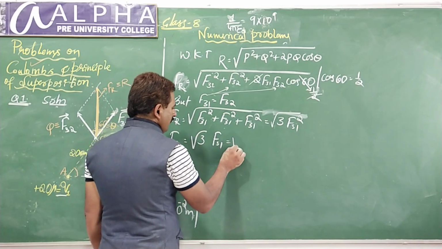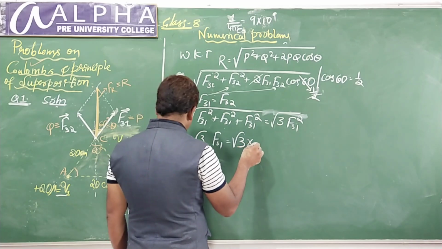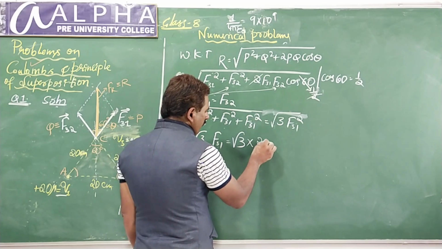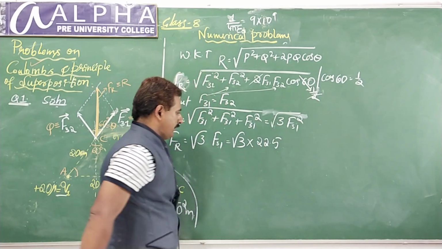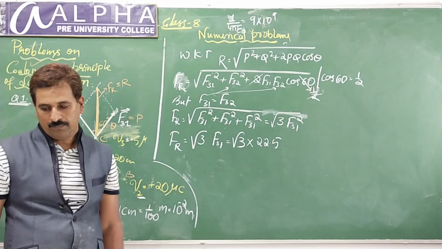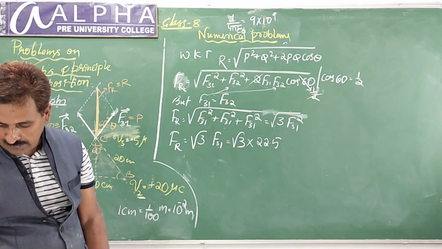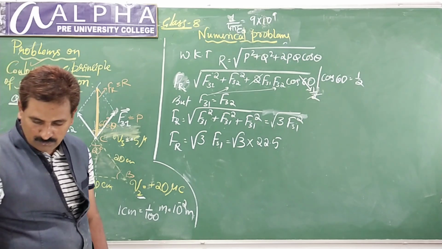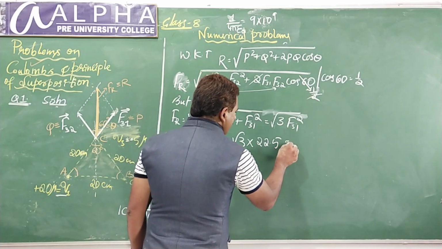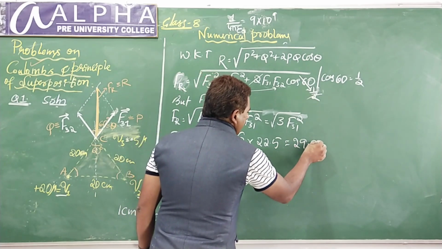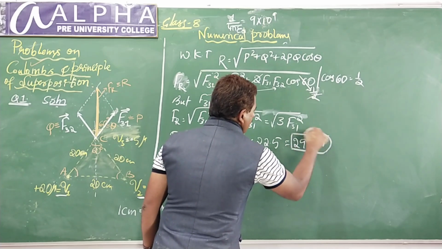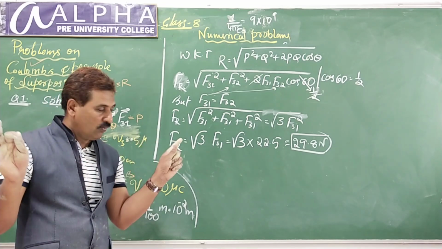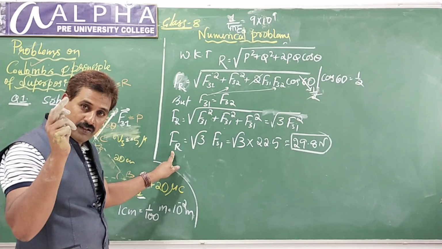But what is F31? Root 3 times F31, where you already found the value of F31. What is that? 22.5 Newton. That's it. I have the values somewhere here. The value of this is around 29.8. If I solve this, I get around 29.8 Newton. 29.8 Newton is the value of the resultant. This is how you will solve, right? You have found the magnitude of the resultant.